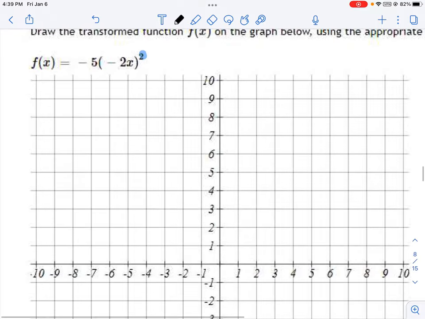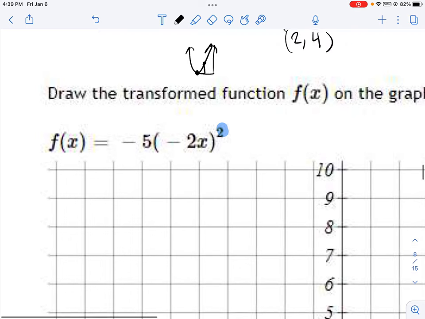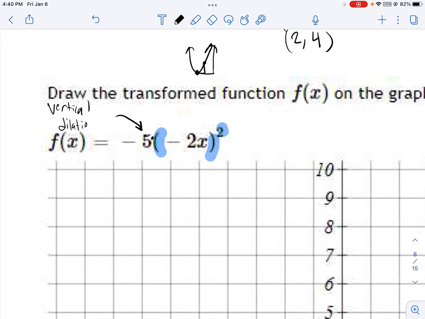So for this one, all we need to do is figure out, okay, patterns. Where are your transformations and what are they? So first thing, let's deal with the easier one first. We have this -5 that we see on the outside of the parentheses, outside of the square, which makes it a vertical transformation. Now we know this is not a shift because that -5 is being multiplied to the parentheses, meaning that it is a stretch or shrink. Specifically, it's a vertical dilation. That kind of means either or. Okay, if we want to be really specific, this will be a stretch, because it's a number larger than 1.